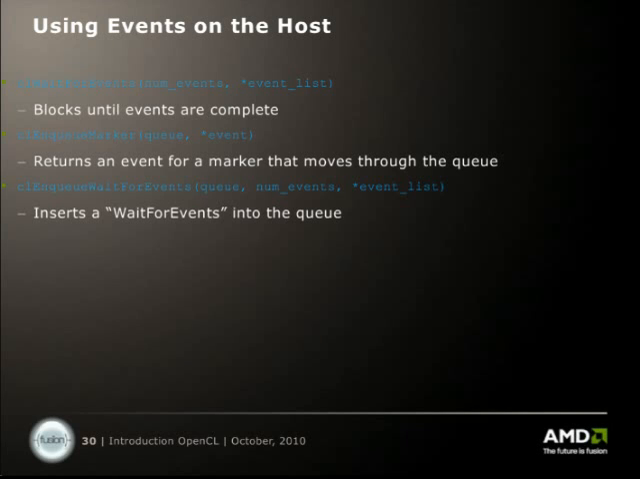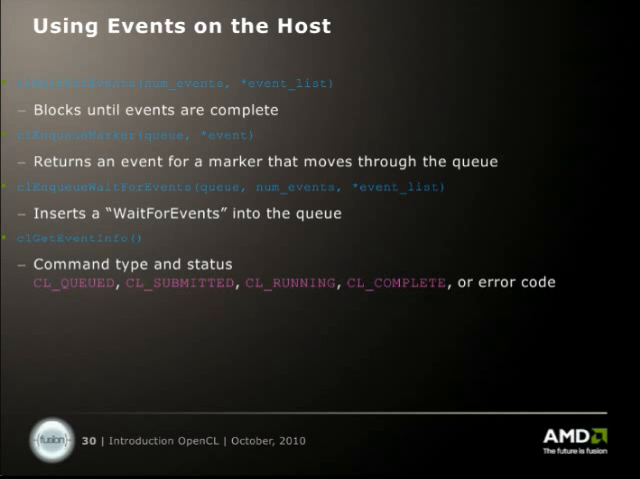So, for example, you could use clWaitForEvents to wait for all events to complete, and that will block the host thread at that point. You can enqueue a marker into a queue within a particular event, and you can enqueue a wait for events too, so it'll run asynchronously and you'll get back an event associated with that.